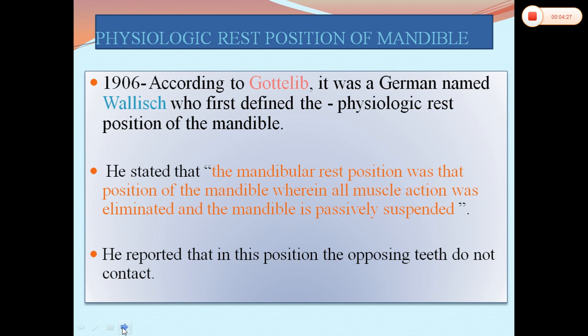Physiologic rest position of the mandible. In 1906, according to Gottlieb, it was a German named Polish who first defined the physiologic rest position of the mandible. He stated that the mandibular rest position was that position of the mandible wherein all the muscle action was eliminated and the mandible is passively suspended. He reported that in this position, the opposing teeth do not come in contact.